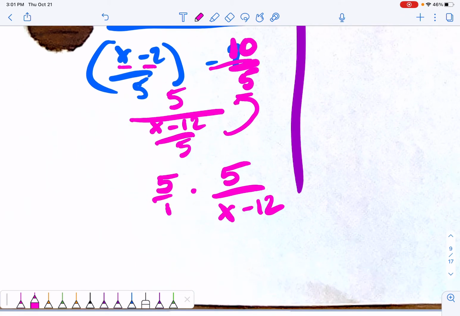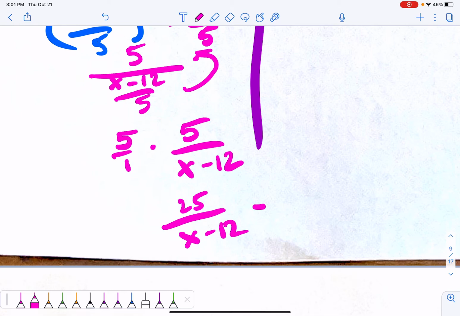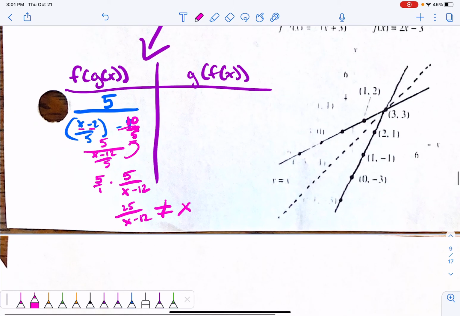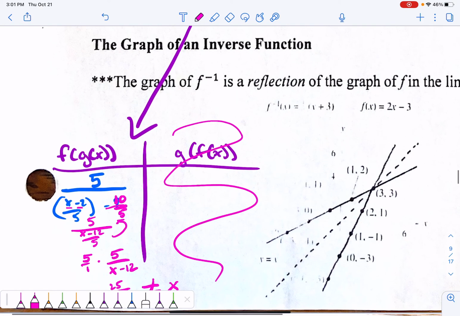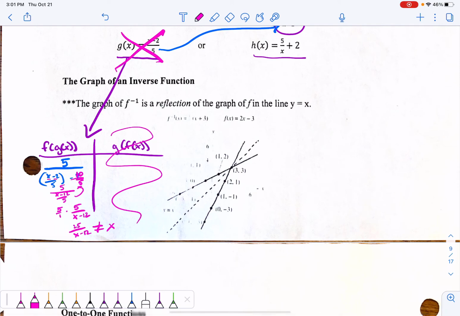And this is like 5 over 1, so this would be something like 25 over x minus 12. We don't really care what it is because it doesn't come out to be equal to x. It does not. So I don't even have to do the other side, because if it already doesn't come out as x, I know that this is not the inverse. So I'm going to cancel him off, and he's not even going to be an option.